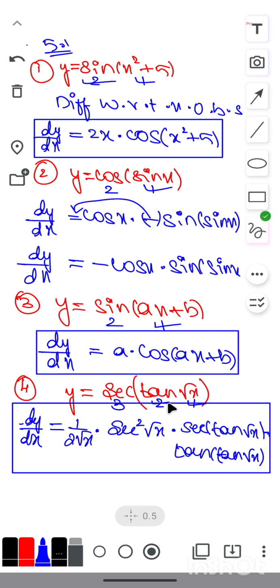That is, first function is root x. Differentiation of root x is 1 by 2 root x into differentiation of tan x is secant square x. Differentiation of secant x is secant x into tan x. Yes. Now let us enter the fifth question.